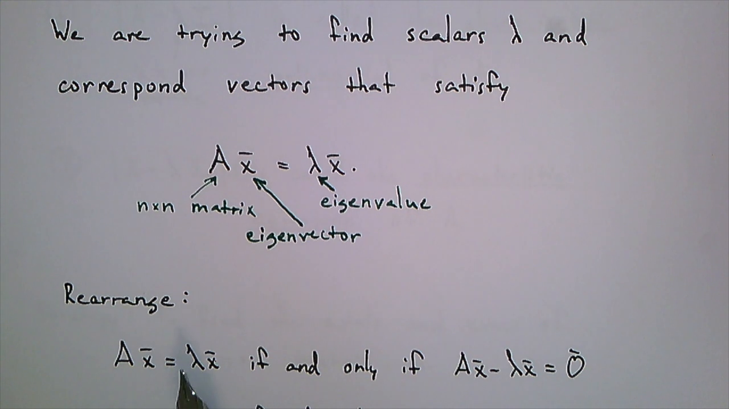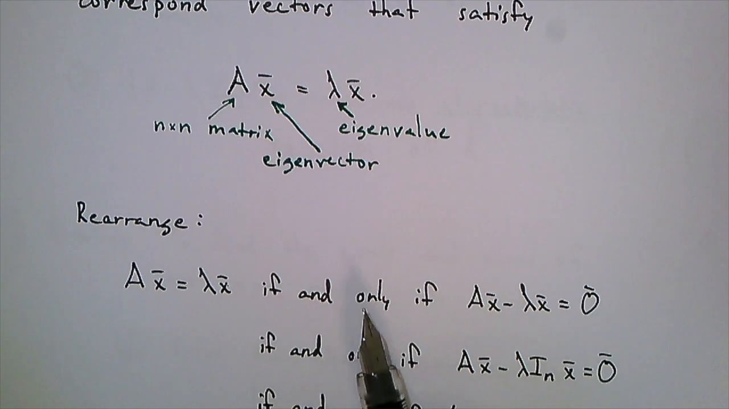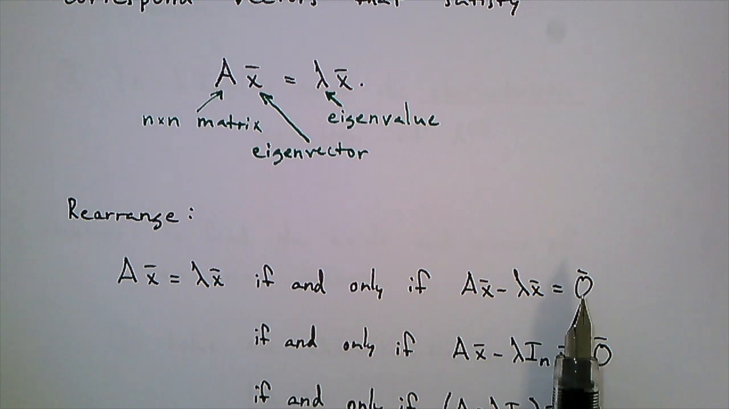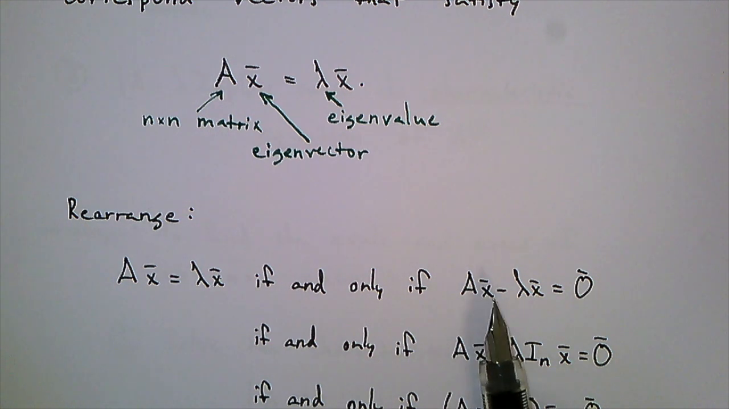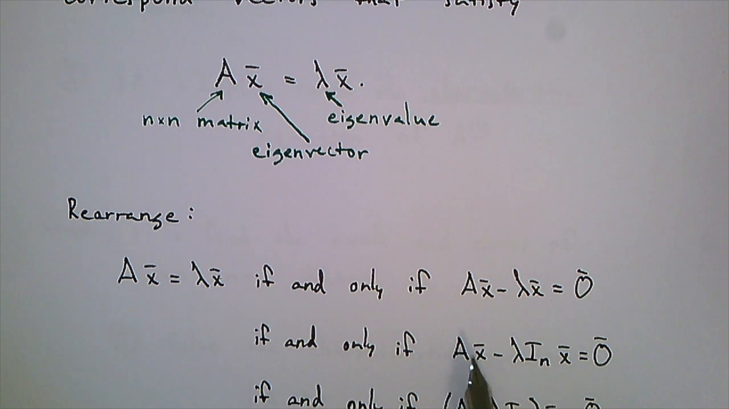So the first thing I want to do is move everything to one side of the equation, and nothing changes. So Ax is equal to lambda x if and only if Ax minus lambda x is equal to 0. So I'll just move this to the left. What I want to do eventually is factor out the vector x. But in order to do that, I have to have two matrices being multiplied by x. And right now I just have a scalar.